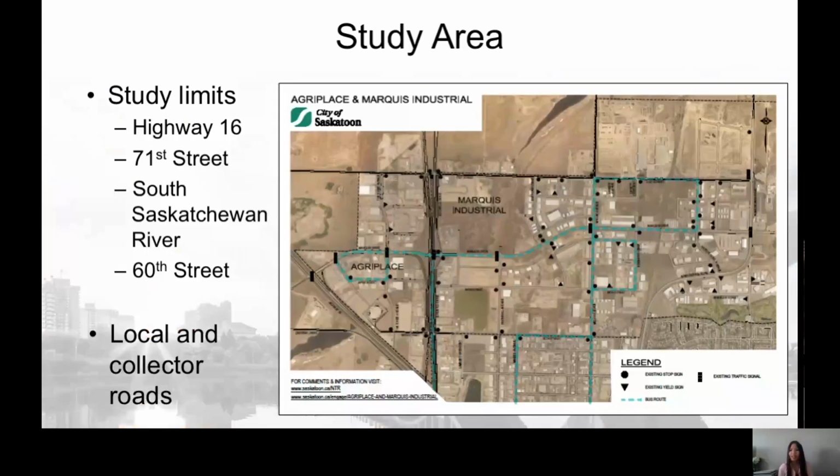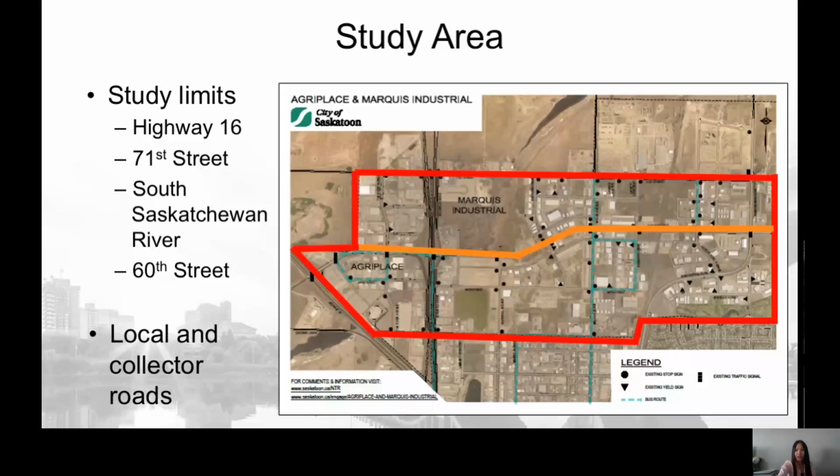I first would like us to get oriented within the neighborhood. This slide shows the study area, which is bound by Highway 16 to the west in red here, 71st Street to the north, South Saskatchewan River to the east, and 60th Street to the south. Marquis Drive is shown in orange here. Idlewild Drive is here. Miller Avenue is here, and the SaskTel Center is here. The focus of the neighborhood traffic review is existing traffic concerns on the local and collector streets.